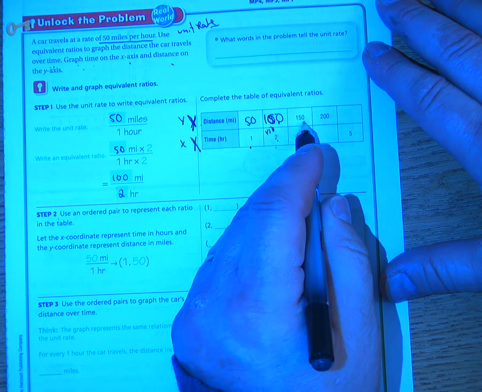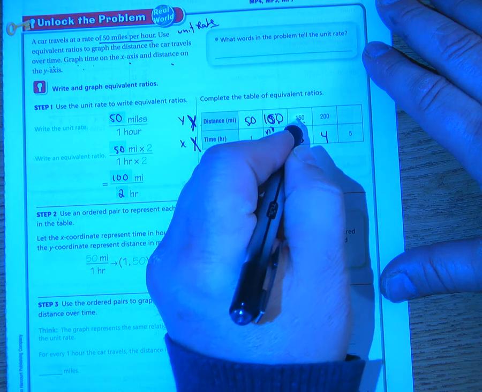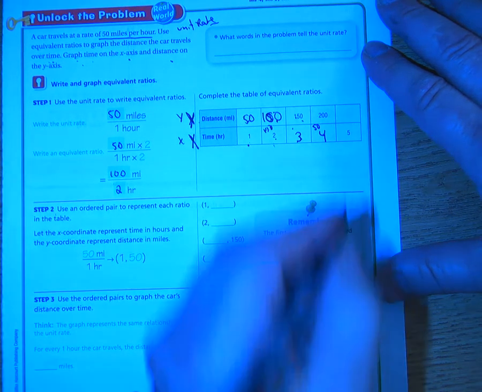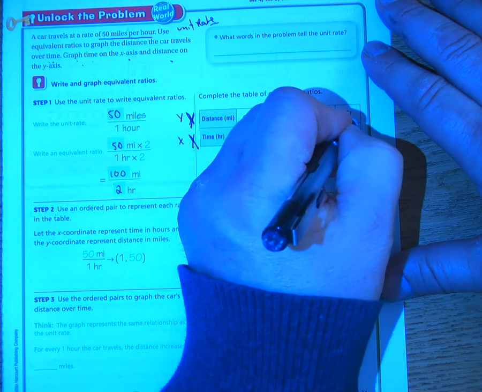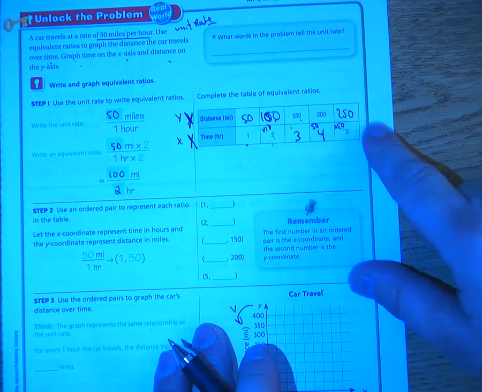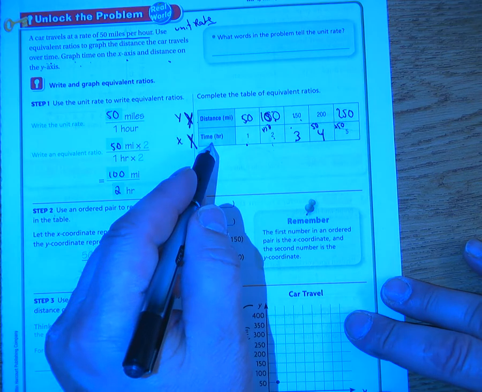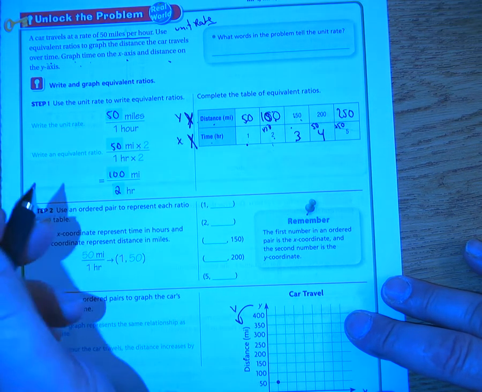3 hours we go 150. 3 times 50 is 150. 4 times 50 is 200 miles. 5 times 50 is 250 miles. So we built out our chart, Y's and X's. This is your input, output. I don't like that they have it that way, but anyway.